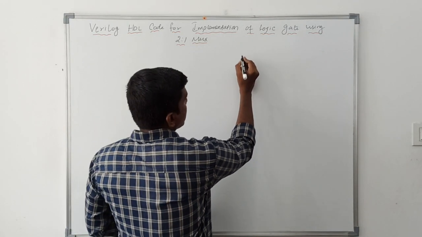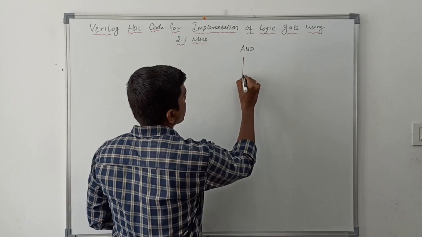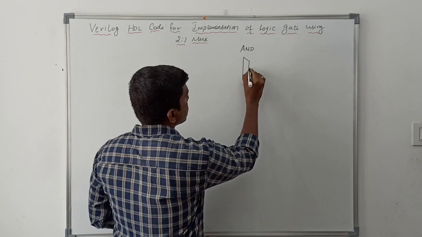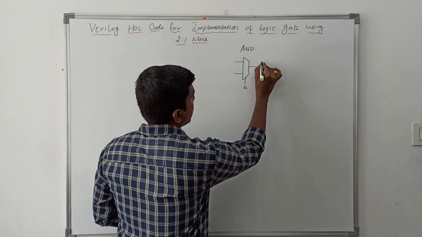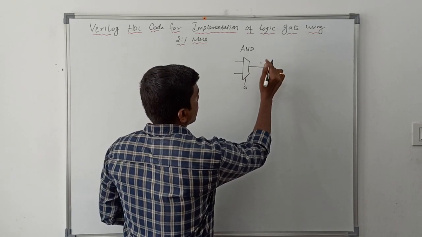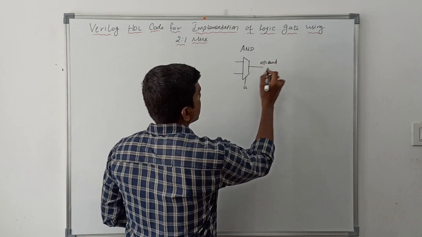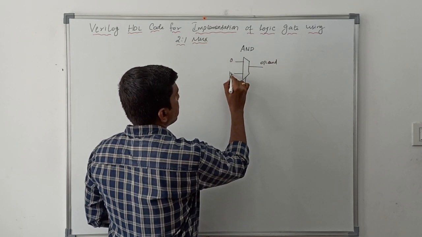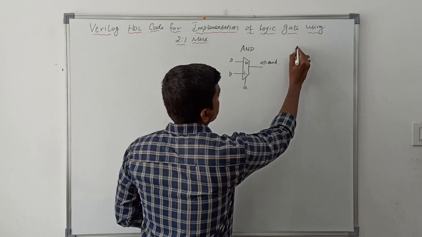First, I draw the implementation diagram for the AND gate. It's a 2:1 mux. A is the selection line, this one is the output, and 0 and B are the input values, so I0 and I1.